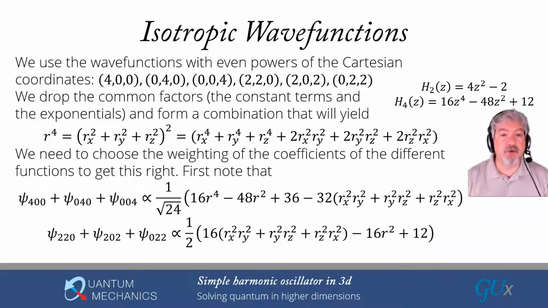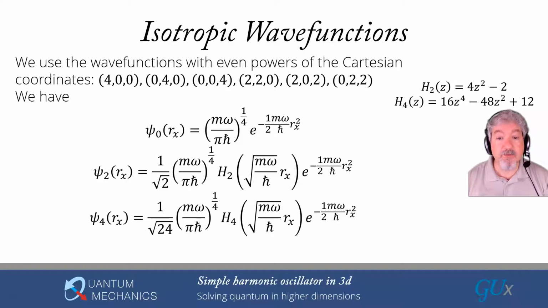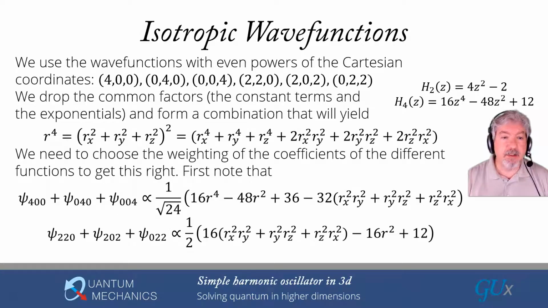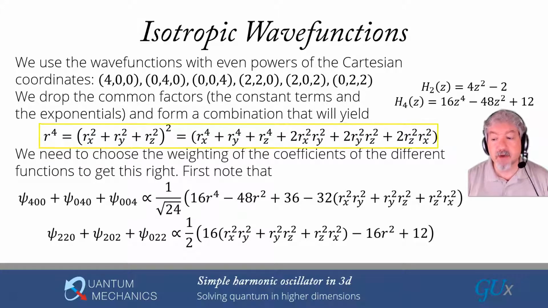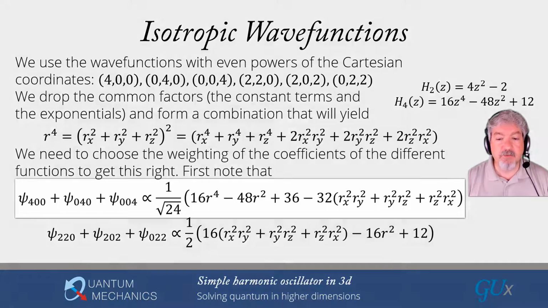So we're going to drop the common factors. Those were the normalization factor and the Gaussian factor. And we're going to form combinations that are combinations of r to the fourth, which is rx squared plus ry squared plus rz squared, squared. And that's rx to the fourth plus ry to the fourth plus rz to the fourth plus the cross terms, which are each weighted by factors of 2. And what we need to do is get the right weighting coefficients.